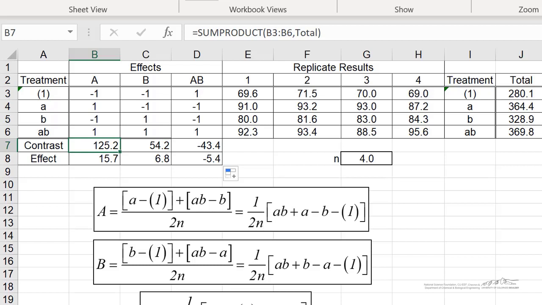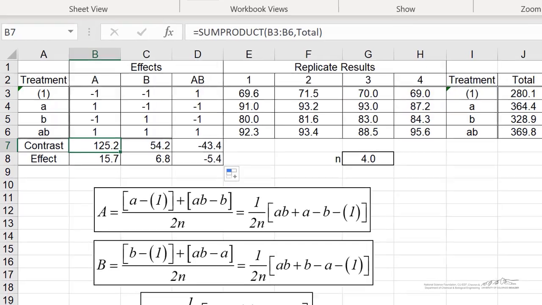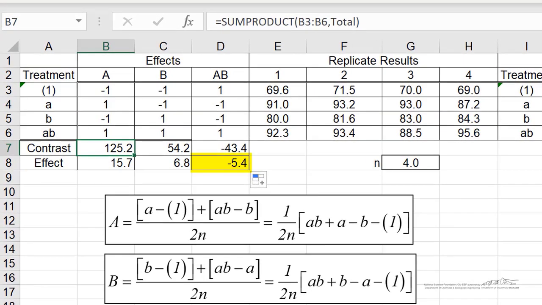In the next screencast, I'm going to explain how we can statistically show that these are significant or not. In other words, is negative 5.4 significantly different from 0 such that we can conclude that there actually is an AB interaction, or is the error associated with AB on the same order of magnitude as the effect, and in that case, we could not show that the interaction effect is significant. And same thing for the other effects.